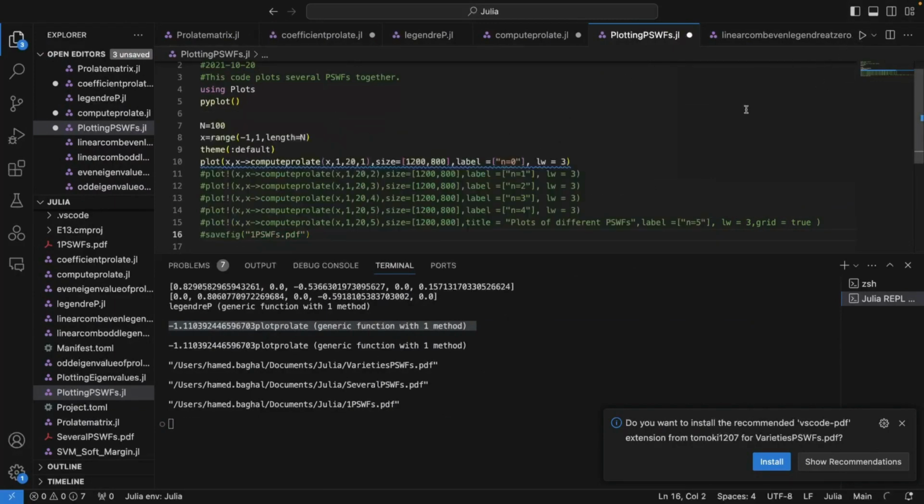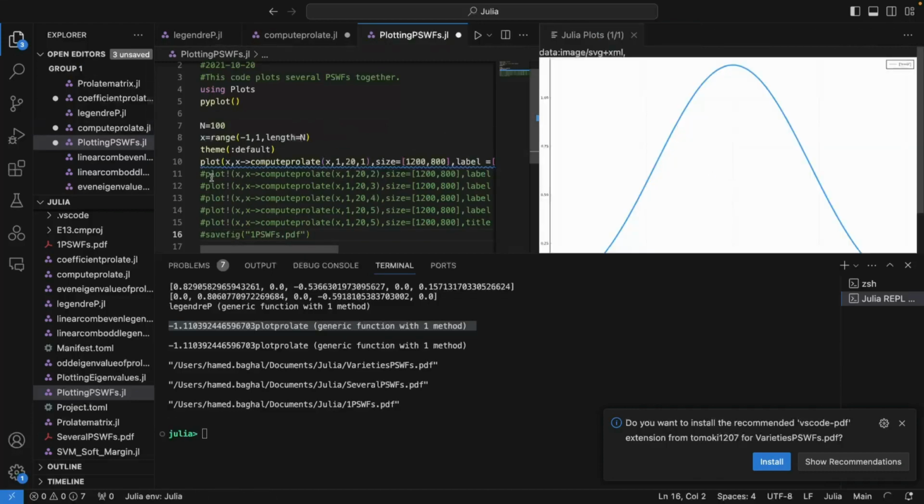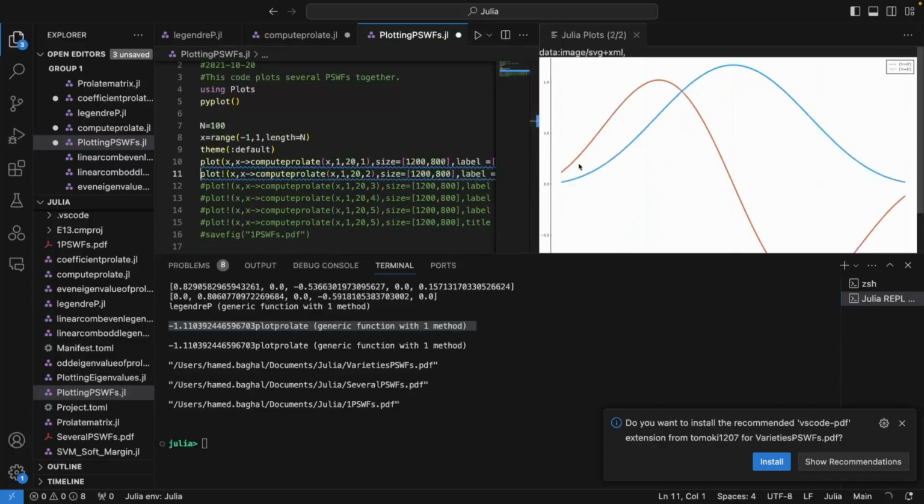So what happens if I plot? It plots here. What happens if I plot this one as well? Okay, both of them. The first one is this one, it doesn't have 0. The second one, this is the Prolate. The blue one is the Prolate order 0. And the second one is the Prolate order 1, and it has only 1 zero.